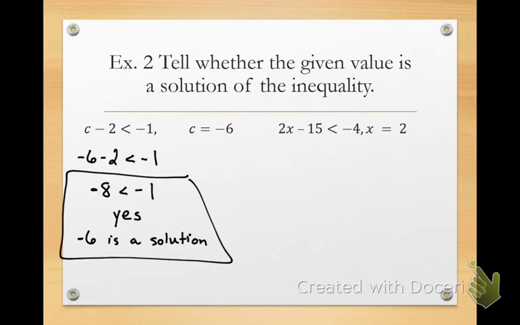Okay? I plugged in negative 6 for C. And when I simplified it, this statement right here is a true statement. Negative 8 is less than negative 1. Okay, the section on the right is its own problem? Yeah, this is the second problem. Okay, so now, yeah, these are two different problems here.